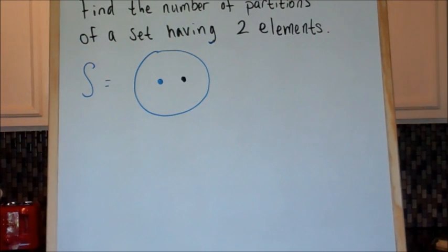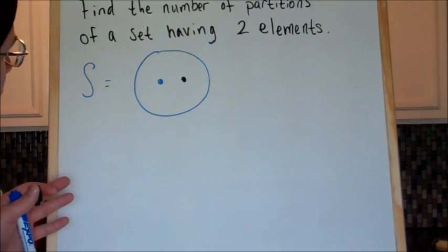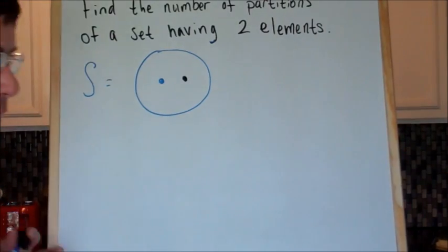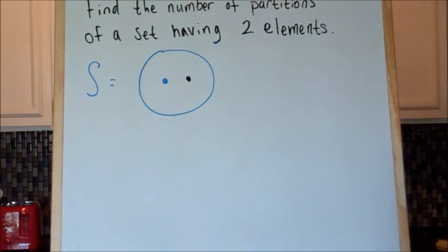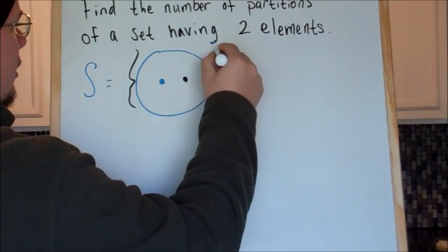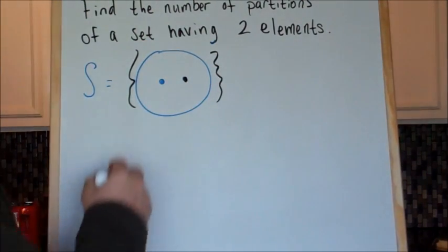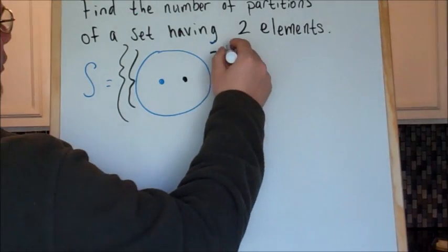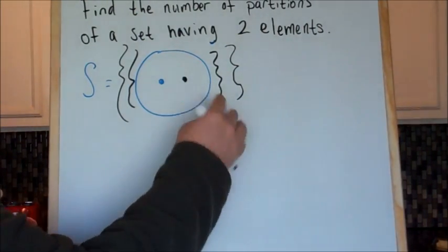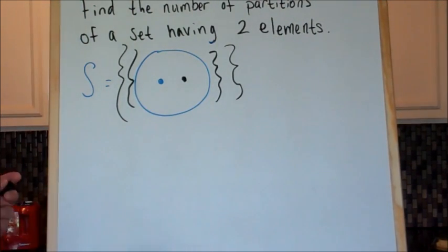So the partition takes the subsets and arranges them so that each element is in exactly one of the subsets. So one way for me to partition this is to do really nothing to it. So I have the subset of both elements, so one possible partition of S would just be the subset of S itself, the blue and the black dot.